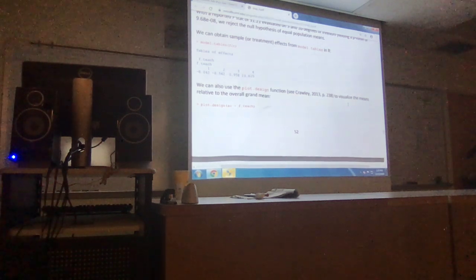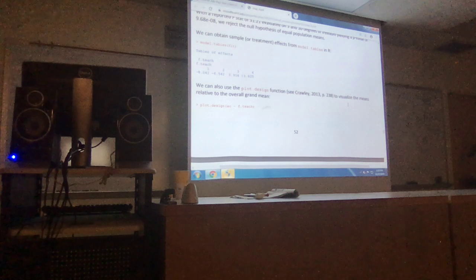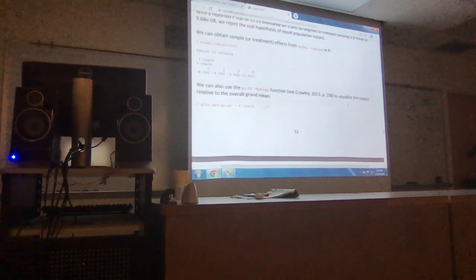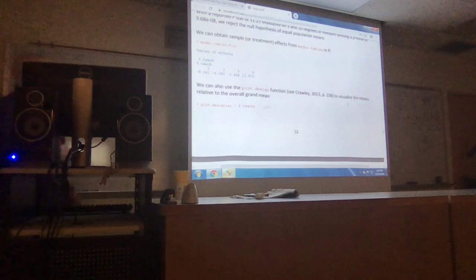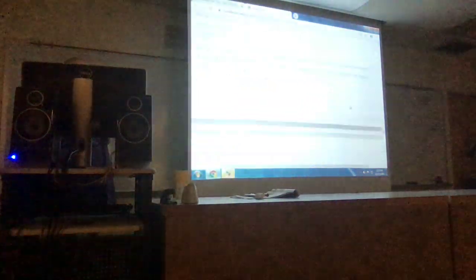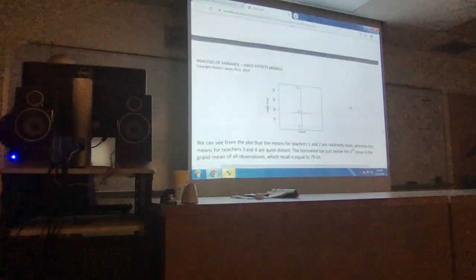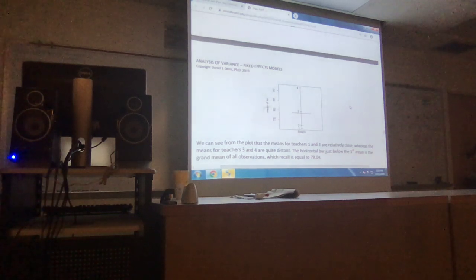So these are the sample or treatment effects. What are these? The AJs. These are the AJs, which tell you deviations from the grand mean. And that's the function model tables that you can use. The plot design is kind of nice because it shows you where those means are.